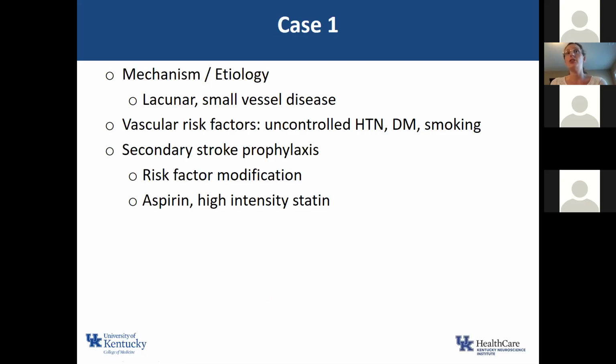So for secondary stroke prophylaxis, it's going to be important to focus on his risk factors: the hypertension, diabetes, and smoking. He wasn't on an antiplatelet, so it's fine to start with an 81 milligram aspirin every day, as well as a high intensity statin. That would be atorvastatin or rosuvastatin.